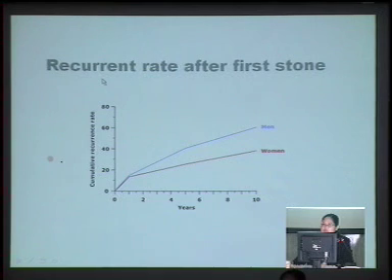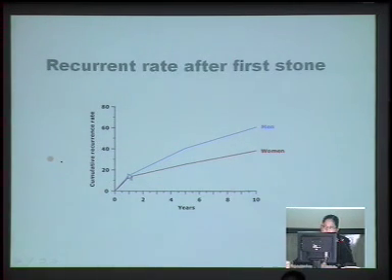Recurrence rate after first stone. This is years, and this is cumulative recurrence rate. For men, it's higher, but after about 1 year, 15 to 18%, and it goes up higher and higher as time goes by.